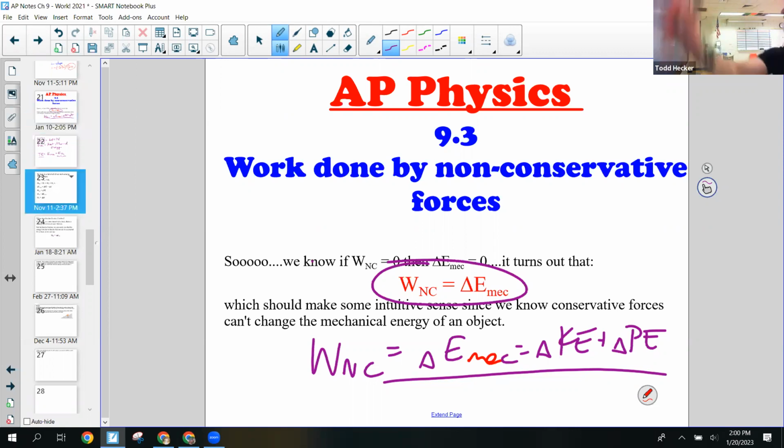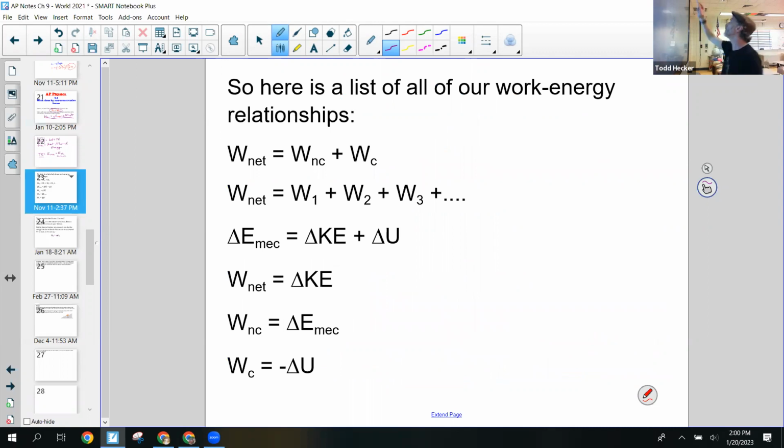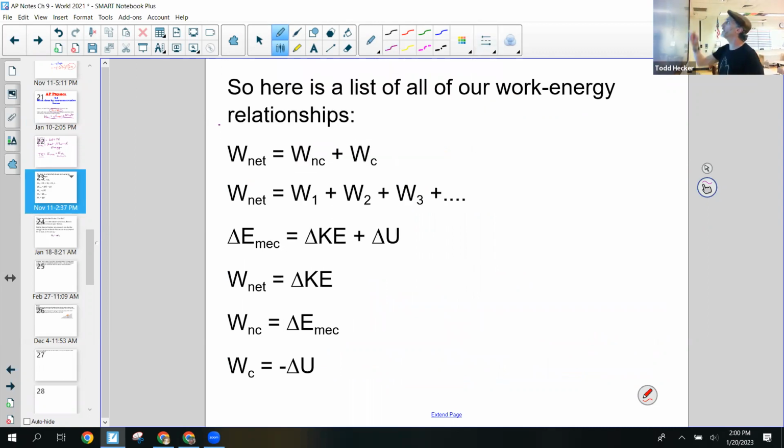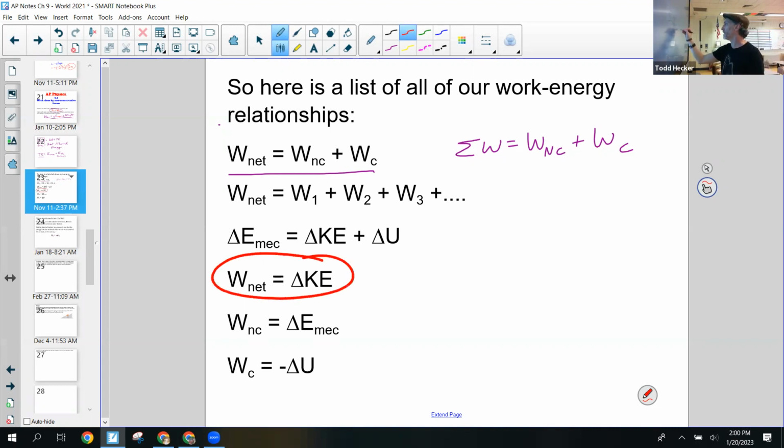So how does this tie into all the equations? Let's run through all of our work energy relationships. Net work is the combination of the work done by non-conservative forces and the work done by conservative forces. Let's think about what each of these elements mean. Here we know that our net work is our change in kinetic energy.